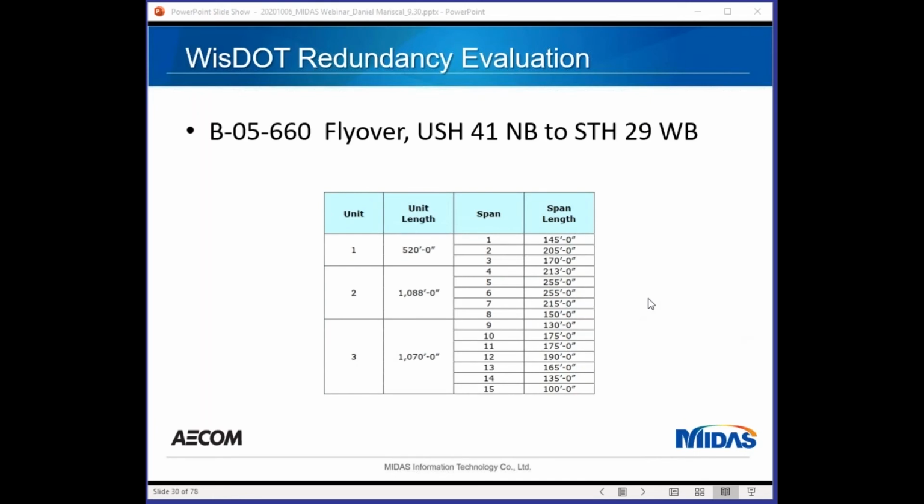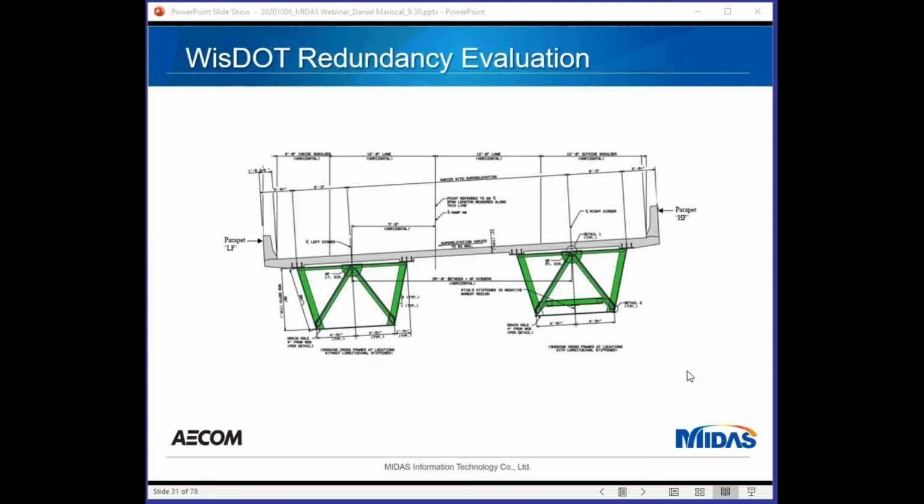This is the other flyover that we looked at. This one had three units with 15 spans total. You can see on the right column the length of the spans. This is the cross section. It was a little bit wider, but it was basically very similar to the previous one.